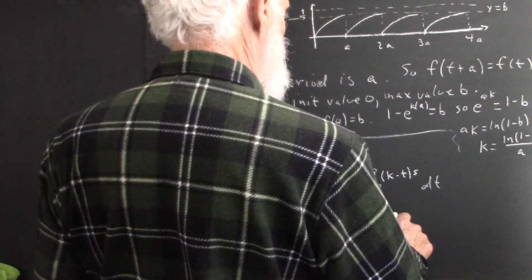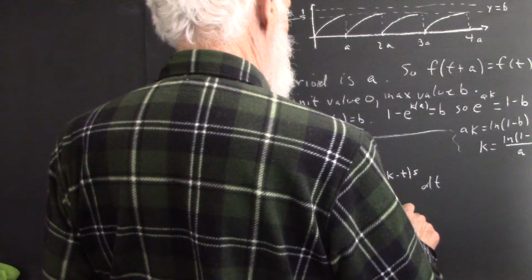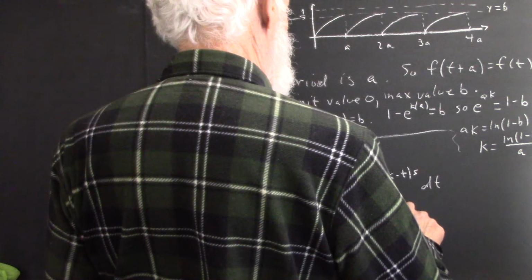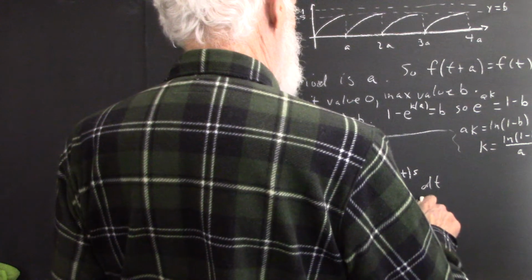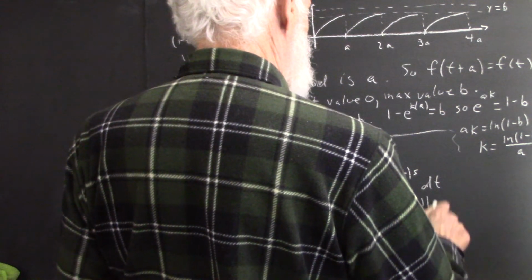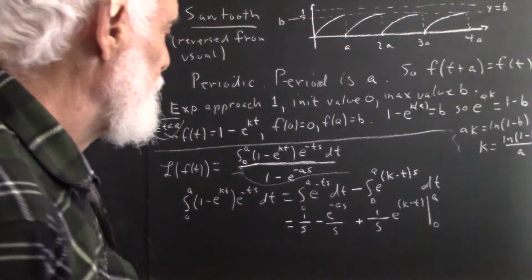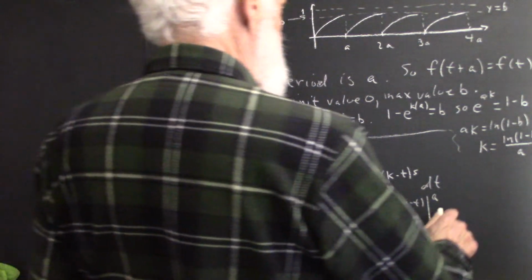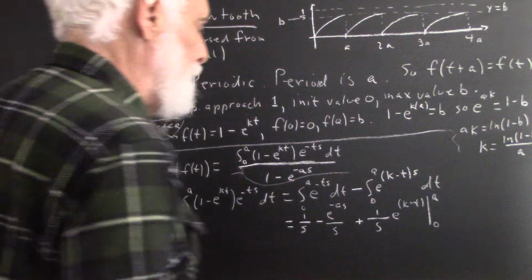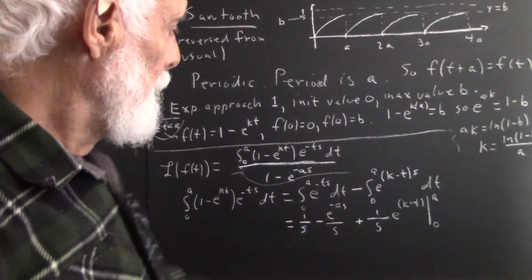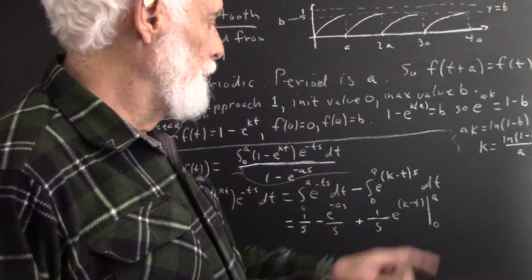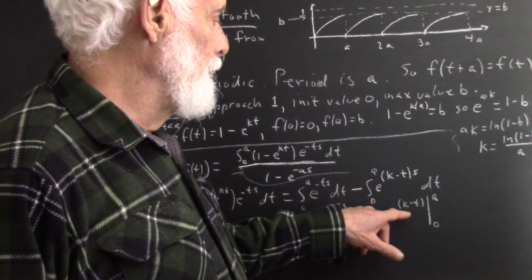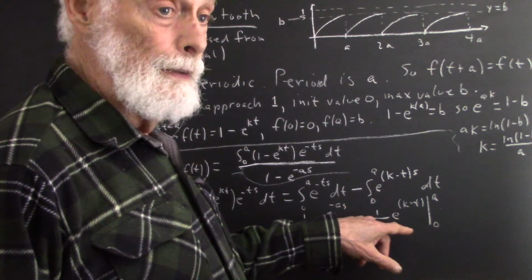just 1 over s times e to the k minus t evaluated from 0 to a. And I don't know that I want to go on with it because the rest of it is very straightforward. Evaluated at 0, you get just e to the k.